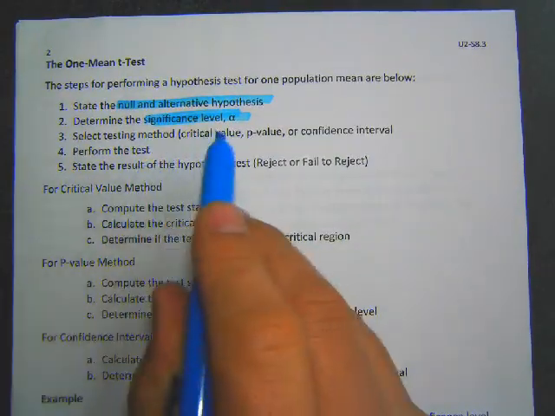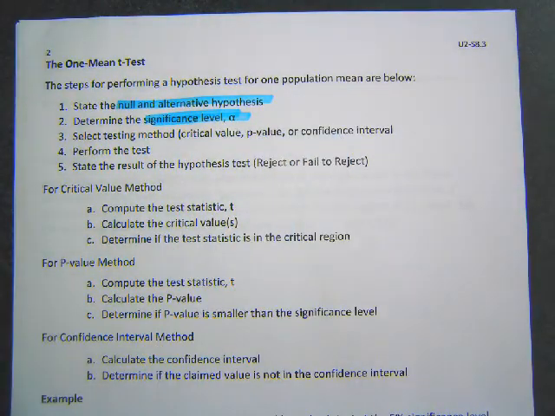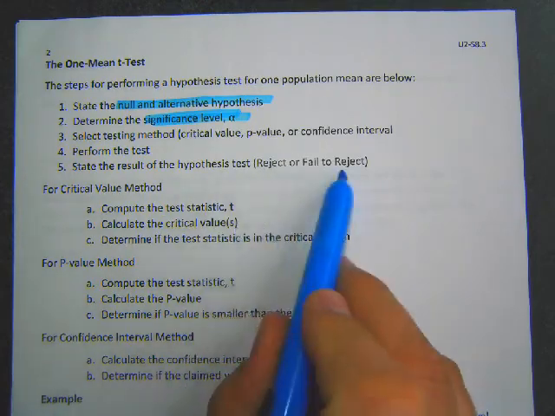Select which method. Are you going to do critical value, p-value, or confidence interval? And again, if you're just trying to do the test, any one of those works, but sometimes they might ask you for critical values, or they might ask you for the confidence interval. And so then you might need to use those things to get that. We'll do our test, and then we'll decide whether to reject or fail to reject.